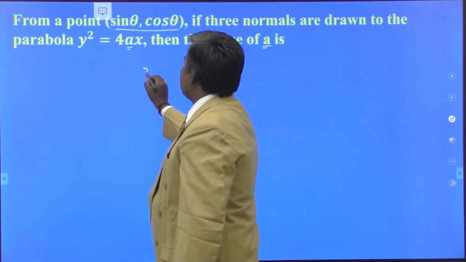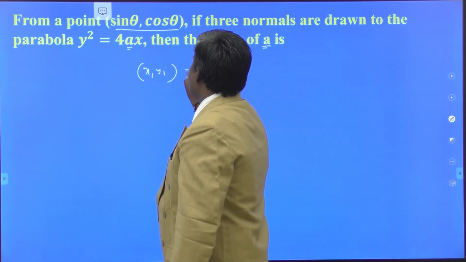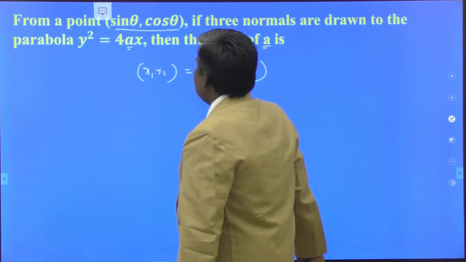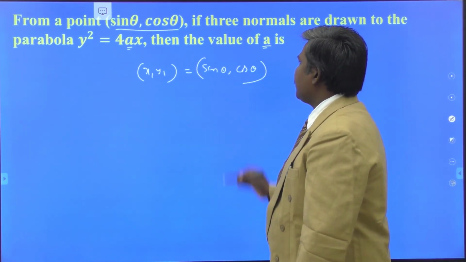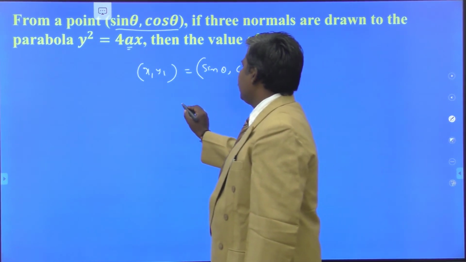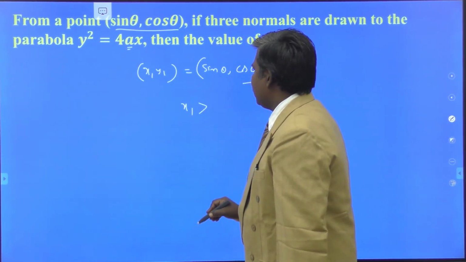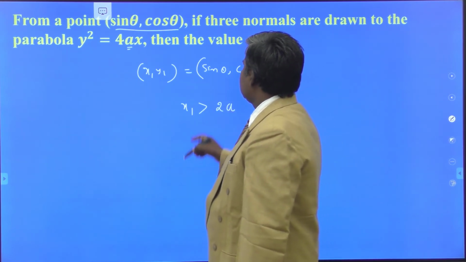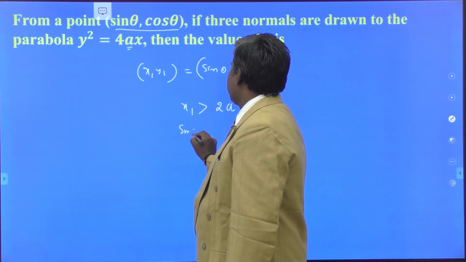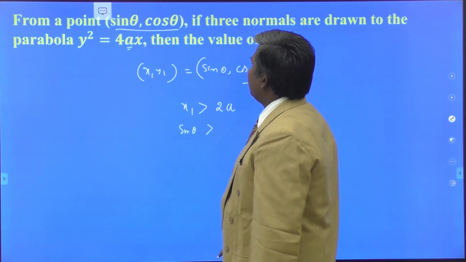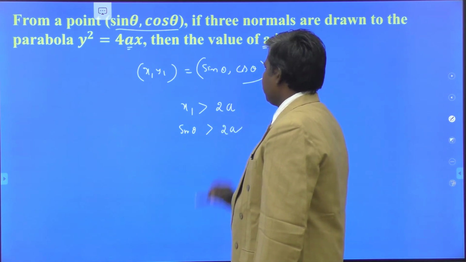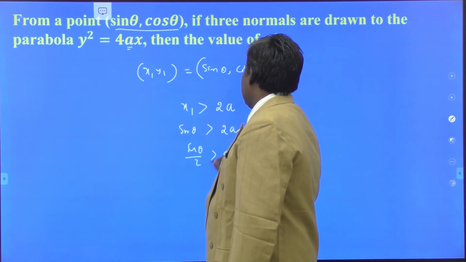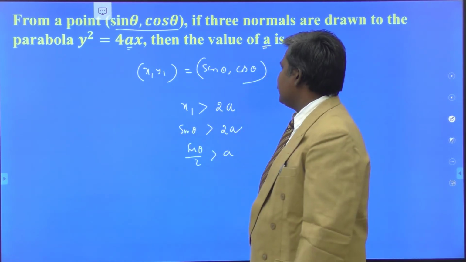So your point is what? x1 comma y1 is what here? Sin theta comma cos theta. Three real and distinct normals are drawn from the point to the parabola. The first condition is what? From the first condition itself we can crack this one. x1 greater than 2 times a. So what is your x1? Sin theta greater than 2a. So sin theta by 2 is greater than a.